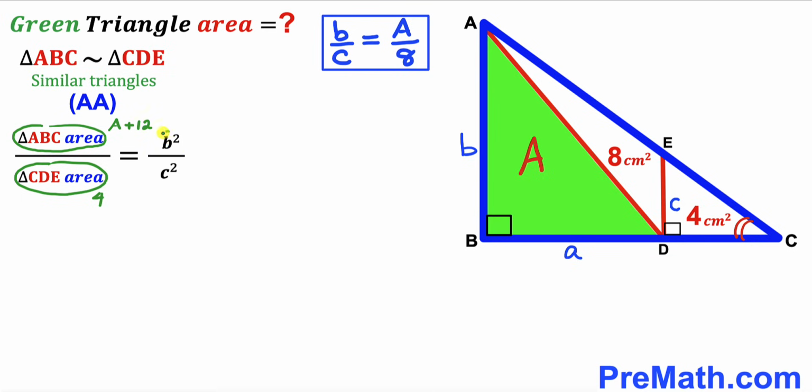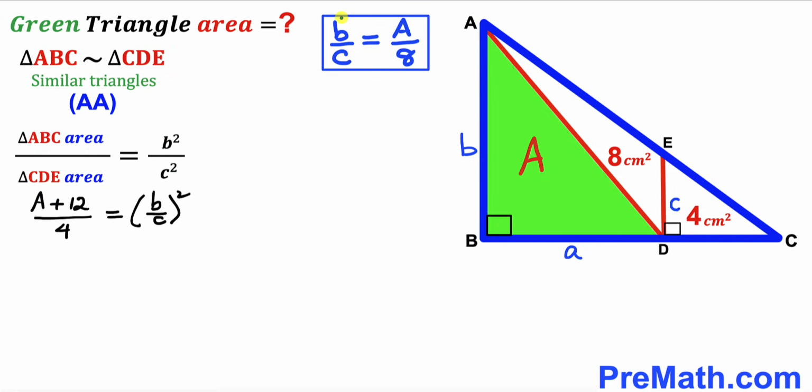And this right hand side, b squared divided by c squared, could be written simply as b divided by c, whole square. And now we know that the b divided by c value is uppercase A divided by 8. So I'm going to replace that over here with uppercase A divided by 8. So as you can see in this next step, I have replaced b divided by c with A divided by 8 over here.